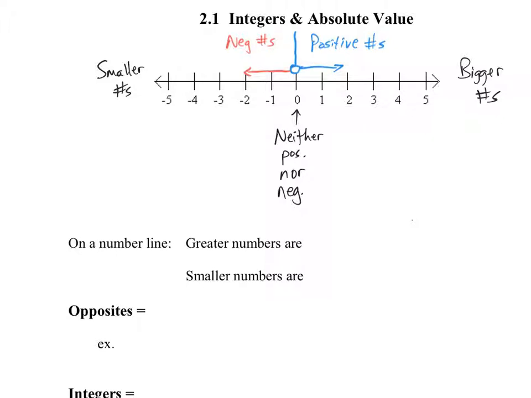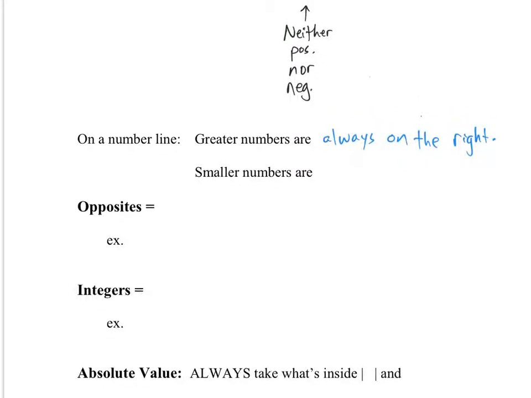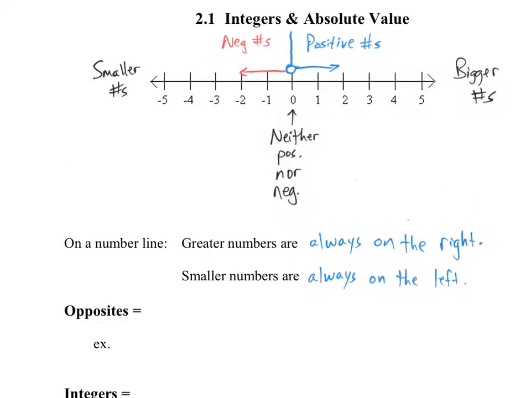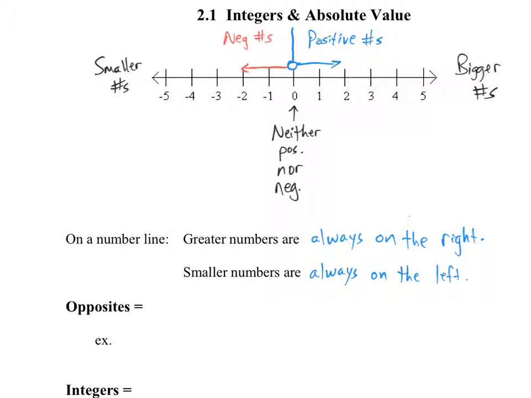All right, so on a number line, greater numbers are always on the right. Always on the right. So on a number line, if you have two numbers, the bigger one is always going to be on the right, and the smaller number is always on the left. Any questions about number line? Is that decent review? Nothing real surprising or confusing?